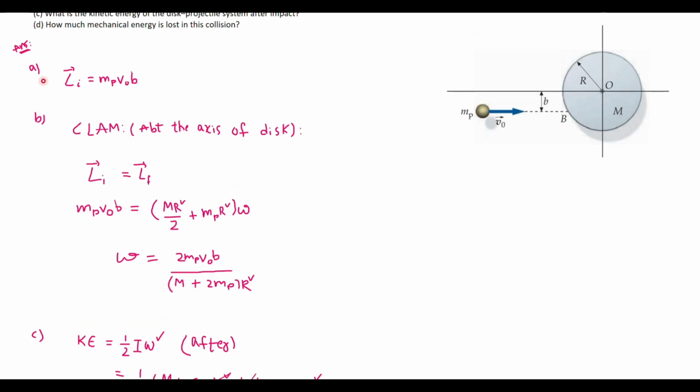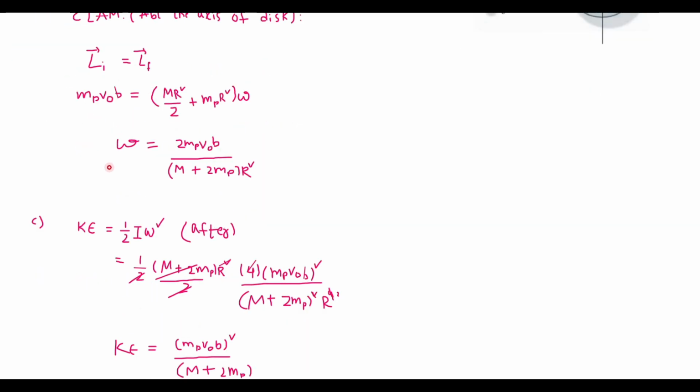Okay. So the third part is, what is the kinetic energy of the disk projectile system after impact? All right. So after impact, it is just rotating, not translating. So we just write half I omega square. In the place of I, we substitute the moment of inertia, and the omega we got here. So just substitute here.